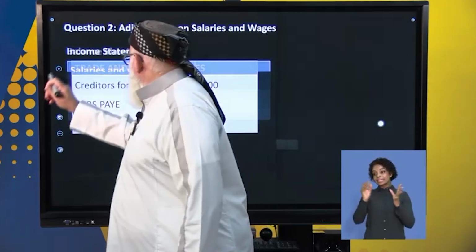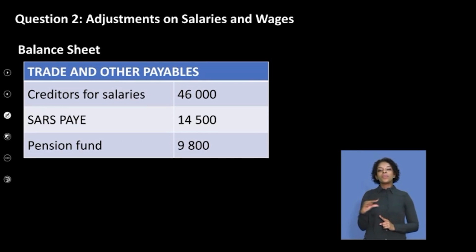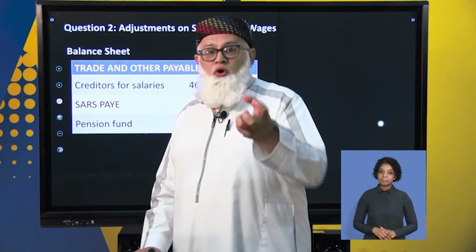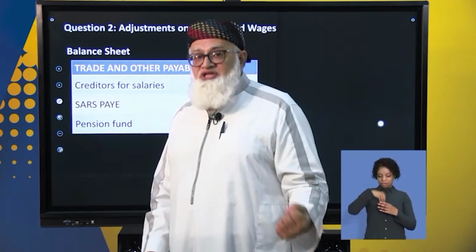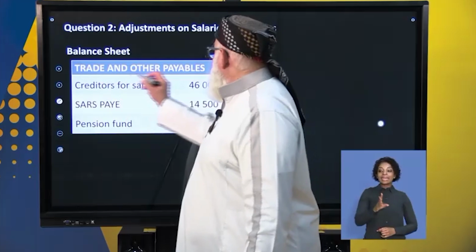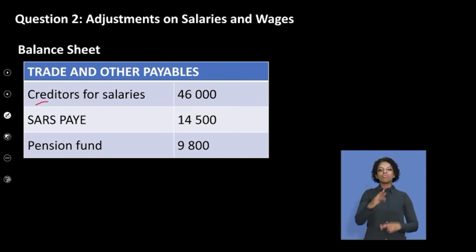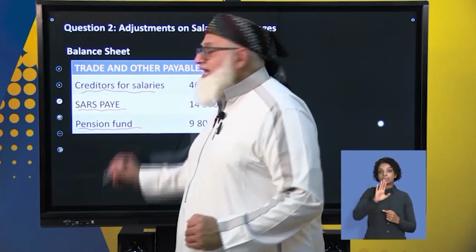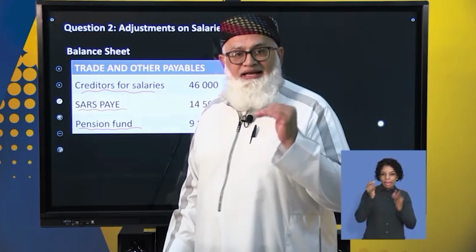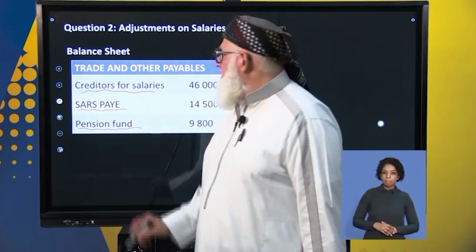Okay, moving on to the next one. How do we deal with it in the balance sheet? Remember, because they were omitted, you have to include them in the balance sheet. Once again, under trade and other payables, you've got creditors for salaries, what you owe your employees. This is what you owe to SARS, and this is what you owe to your pension fund. So you have to itemize in your trade and other payables, showing exactly where those figures come from. Okay, done and dusted. Let's move on to our adjustments.